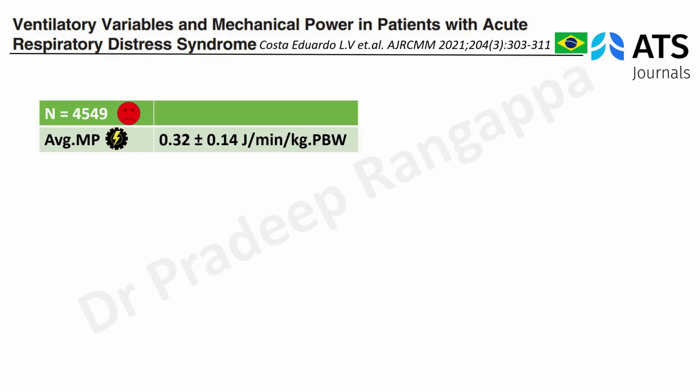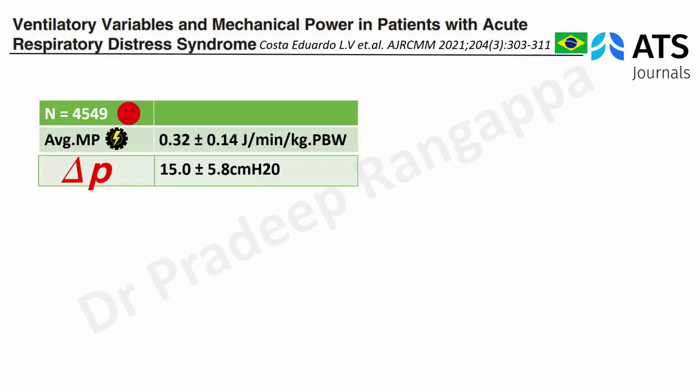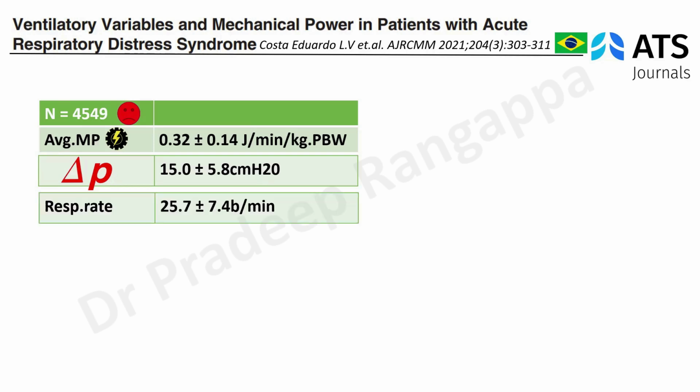This is like Zhang et al., who said look at mechanical power per kg. So for all the listeners, keep 17 joules as an indicator. If it is per kg, predicted body weight, it's 0.32 plus or minus 0.14 joules per minute was the average mechanical power. And the driving pressure in this database was 15 plus or minus 5.8, and respiratory rate was 25.7 plus or minus 7.4 breaths per minute.